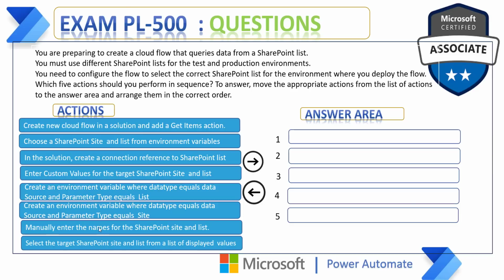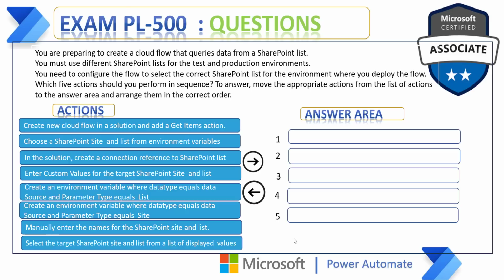Now coming to action 7, manually enter the names for the SharePoint site and list. We have not entered the names of the site and list manually, so action 7 is wrong. Now coming to action 8, select the target SharePoint site and list from the list of displayed values. There we have given the drop-downs, where in SharePoint we selected the site and the list from the values. Correct. Action 8 also is correct.